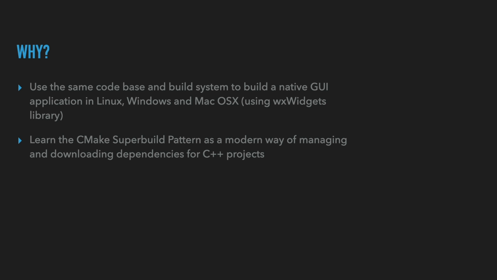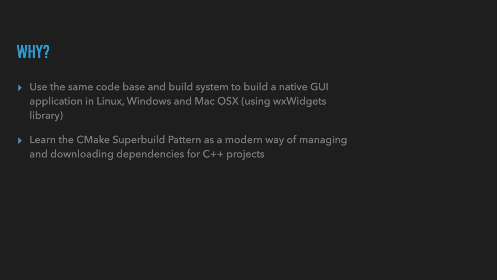We'll also learn the CMake super build pattern as a modern way of managing and downloading dependencies for C++ projects. CMake is a build system generator. It's a multi-platform build system generator. It can generate make files for Windows, for Linux, for macOS, and then it can build those files generating the native application. For example, for Linux it generates the ELF file, for Windows it generates the exe file, for macOS it generates the macOS bundle.